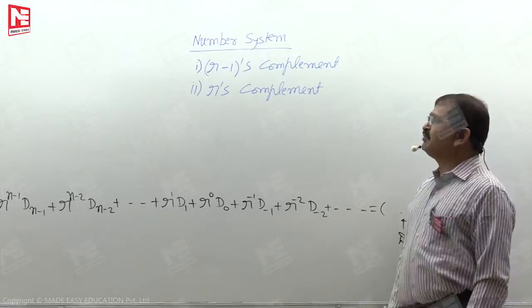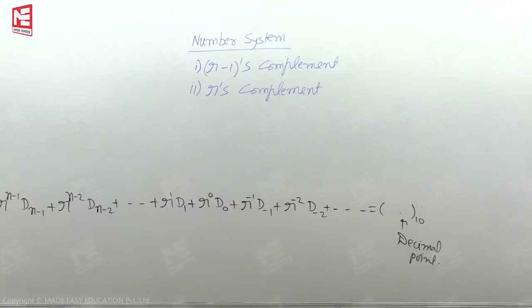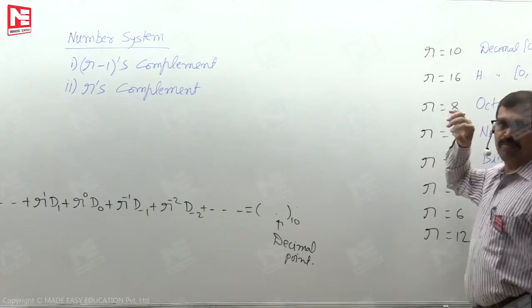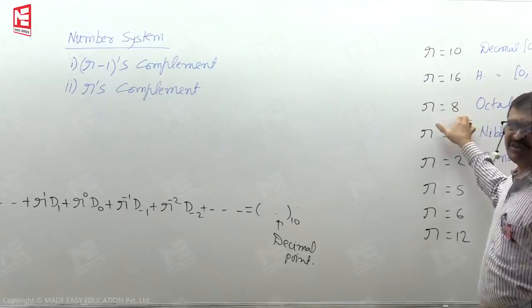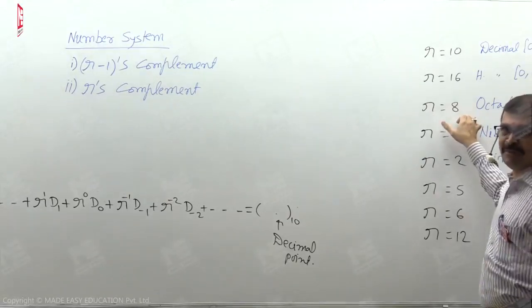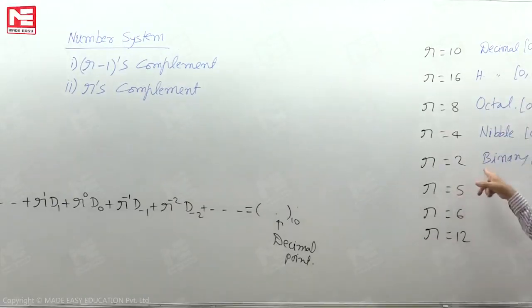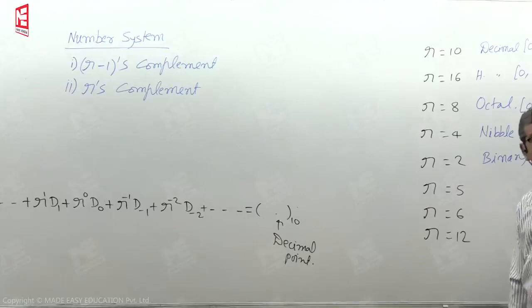Suppose we have a number system with base 10. That is the decimal number system. In the decimal number system, r minus 1's complement is the 9's complement and r's complement is the 10's complement. Similarly, in the octal number system, r minus 1's complement is 7's complement and r's complement is 8's complement, and so on. In the binary number system, r minus 1's complement is 1's complement and r's complement is 2's complement. So in general, with respect to any number system, we have these two complements: r minus 1's complement and r's complement.